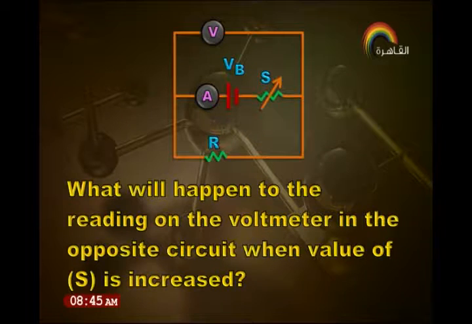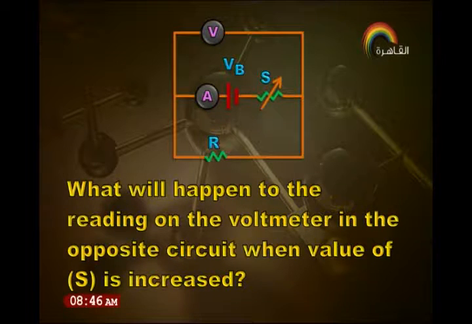What will happen to the reading on the voltmeter in the circuit shown in front of you when the value of the variable resistance S is increased? Your attention please. Here the voltmeter reads the voltage across the resistance R. It is designed to measure the voltage across only R, the external resistance here.